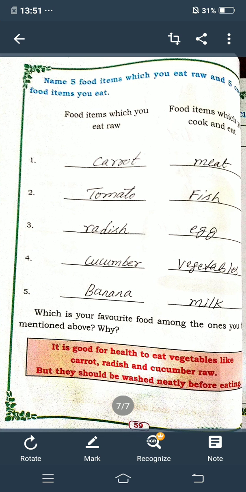Next, name 5 food items which you eat raw and 5 cooked items you eat. So in the first, food items which you eat raw.